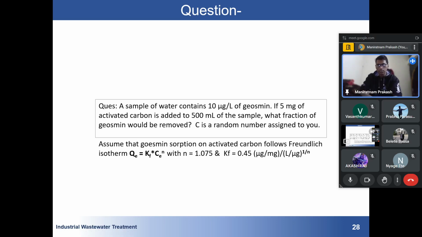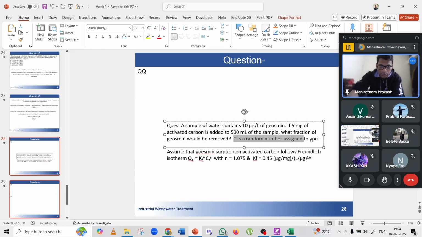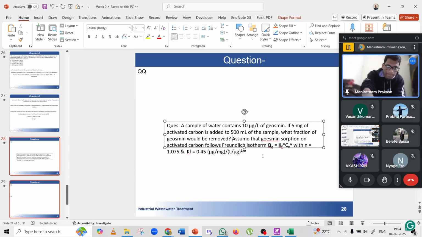Now, the question is very simple. A water contains 10 microgram per liter of geosmin. This is a contaminant, and we have added 5 milligram of activated carbon in 500 ml of sample. They are asking how much of this contaminant will be removed, what fraction. Just ignore this random number part.